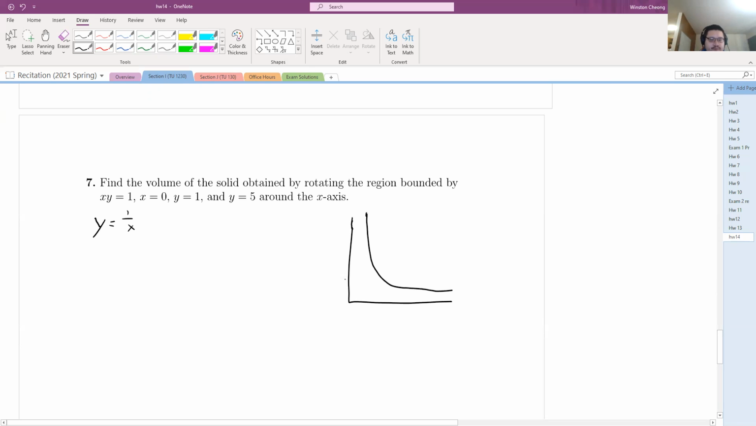X equals 0, that's just bounding it. Y is equal to 1 is somewhere. Y is equal to 5 is somewhere else. And these are just bounding portions. So really this cuts away the shape that is here. And we want to rotate this around the x-axis this time.